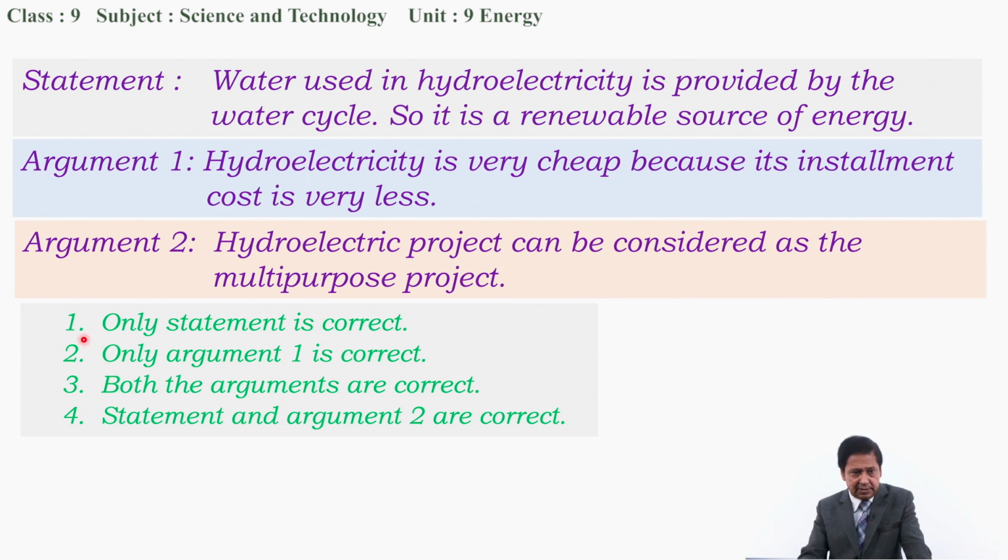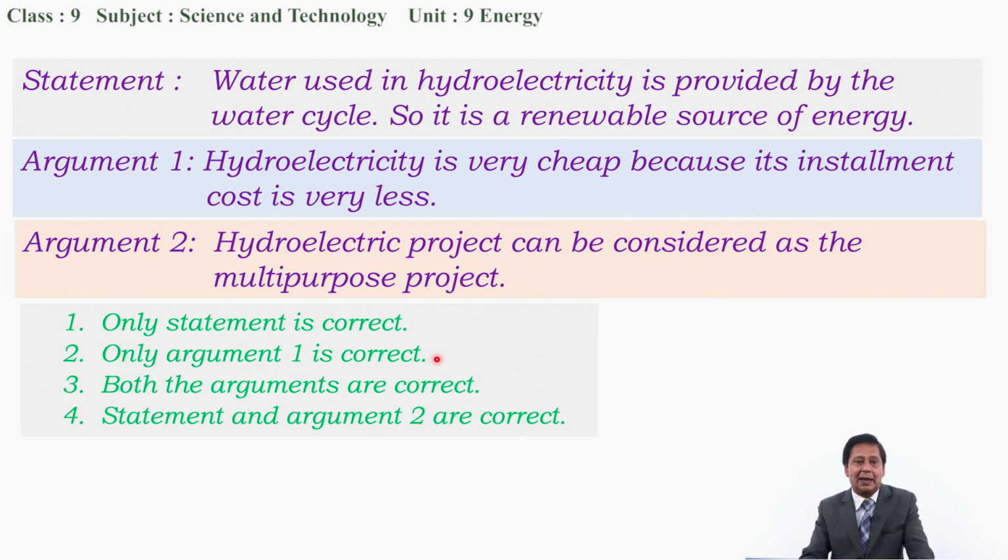But what is written here? Only statement is correct. Maybe arguments are also correct. That's why we cannot say that this is the correct option, because we have to read arguments also. That's why option number 1 is suspended. May be correct, may not be correct. Okay, let's go to 2.